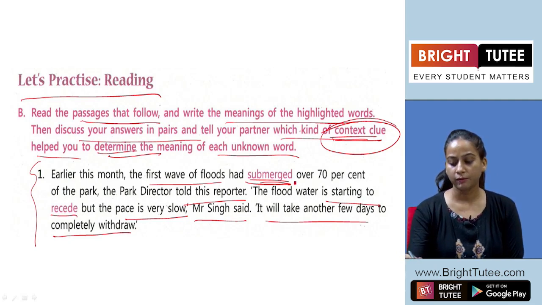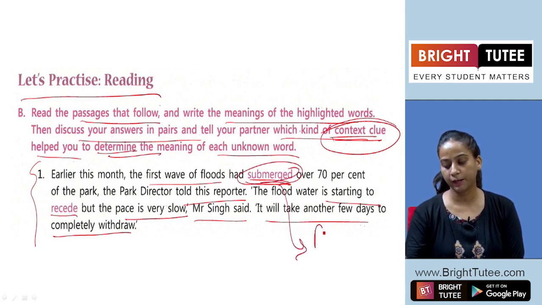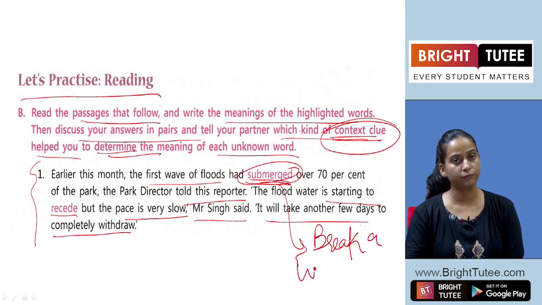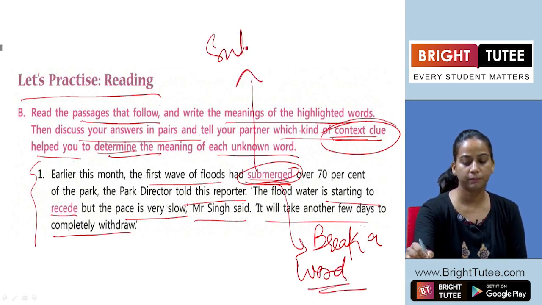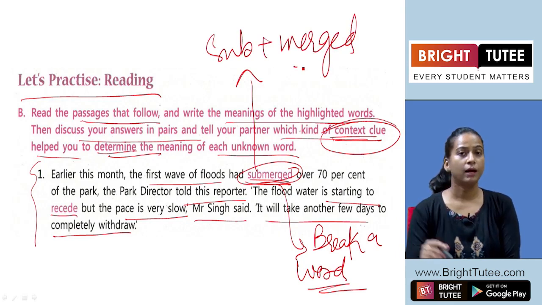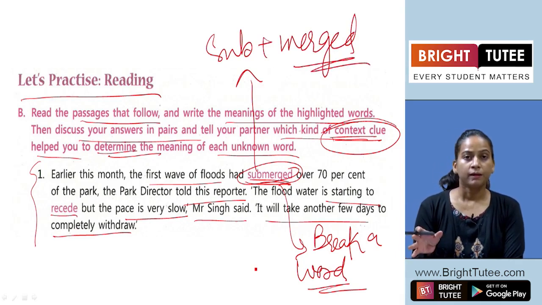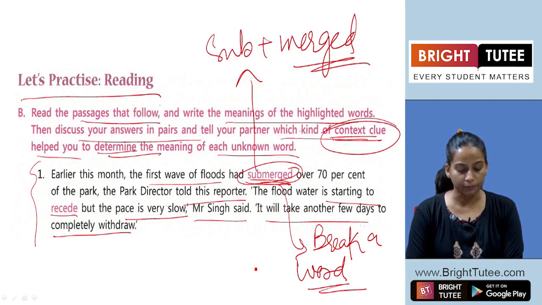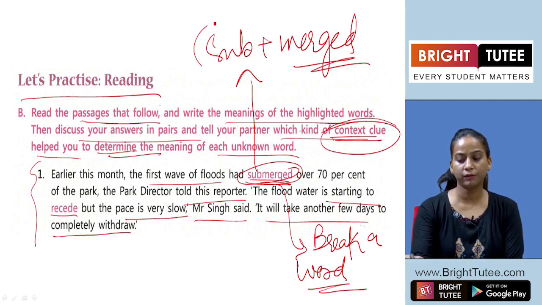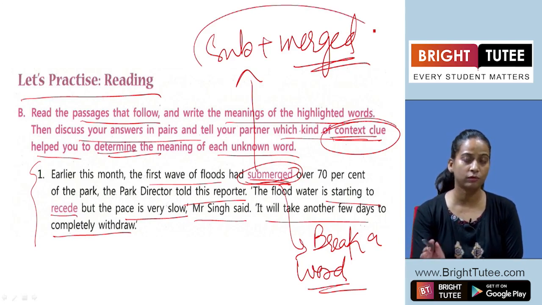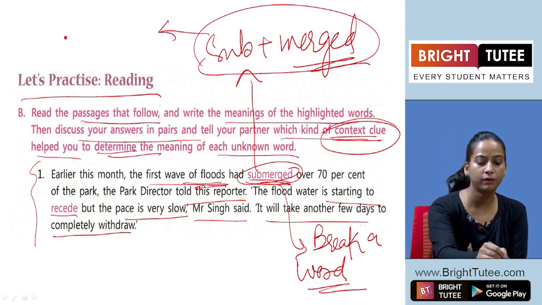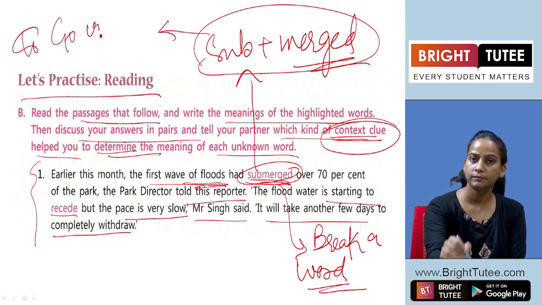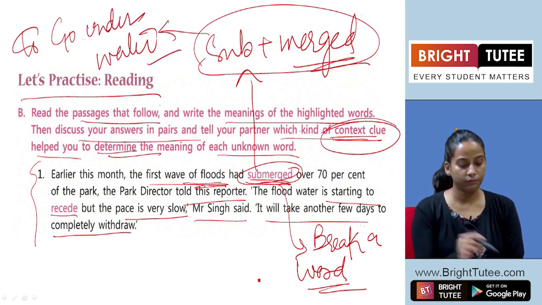Here we can understand the first one. For this we are using the first strategy, break a word. So, how can we break this word? Like sub plus merge. And merge means just getting mixed with something. So, submerge, when it is talking about floods, gives us an idea that it is talking about going under water. So, the meaning can be given as to go under water here. Clear? Then the other word we can see here, recede.